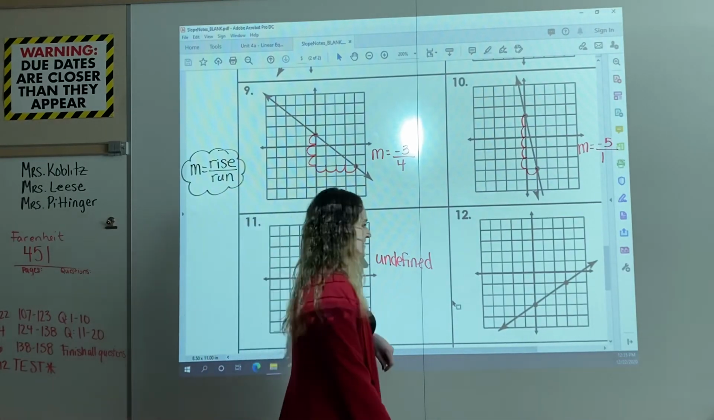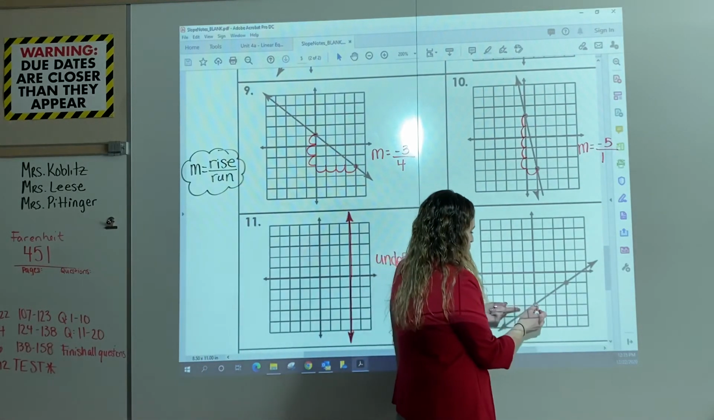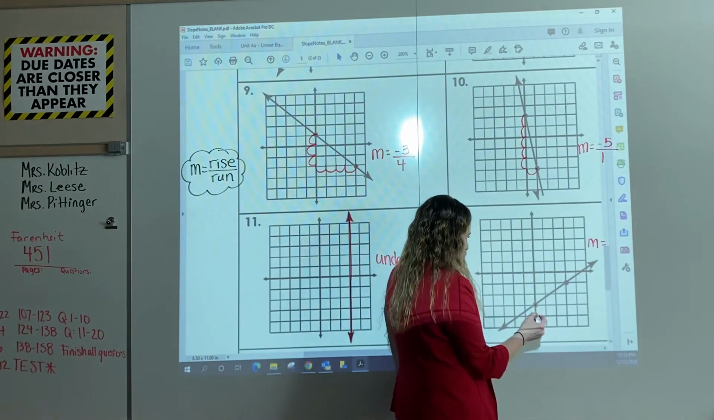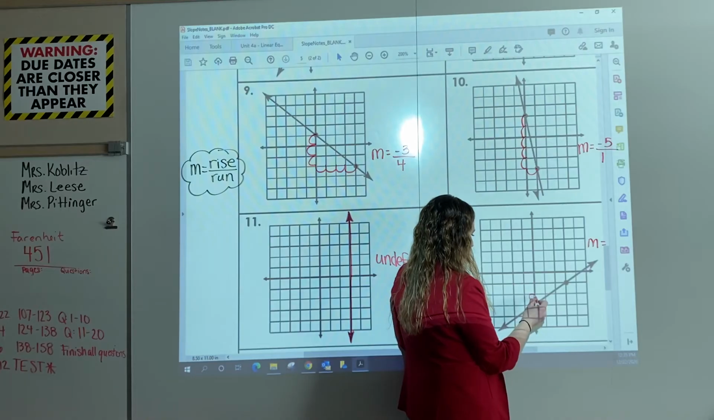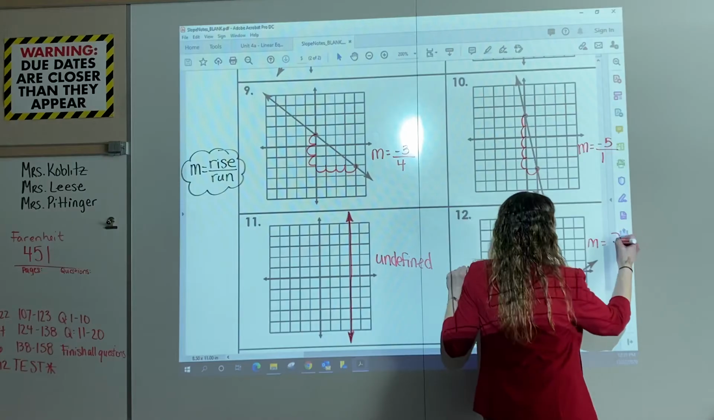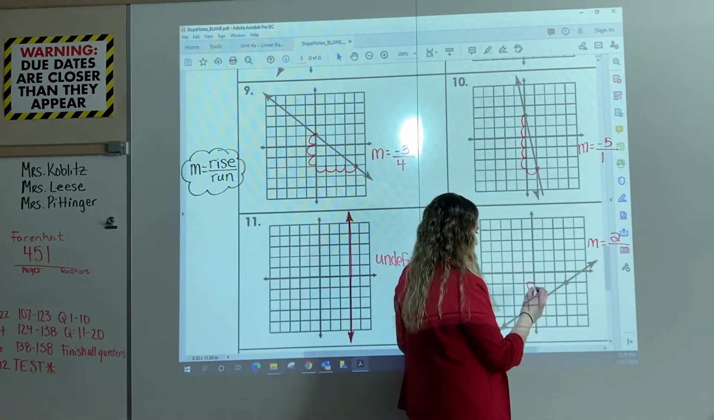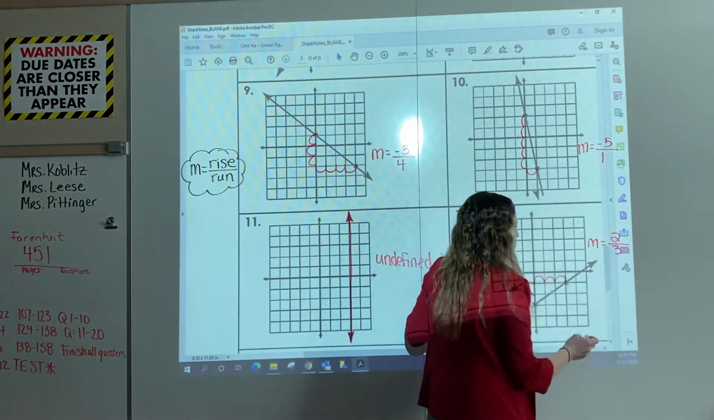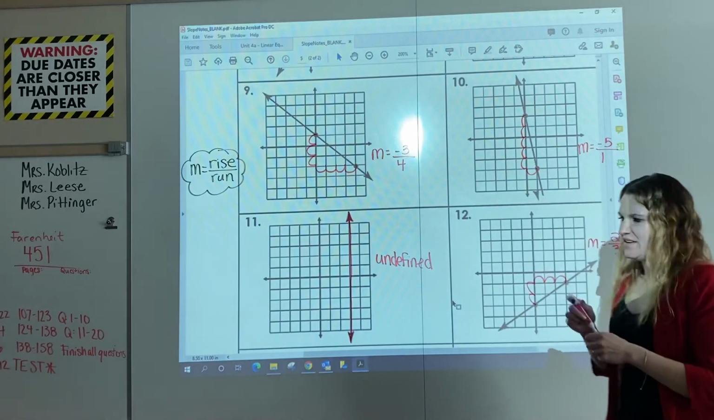Last one, number 12. We'll start right here at this one. I'm going to put m equals because I know that's what my slope represents. I need to rise first. I'm going to go up 1, 2. It's a positive 2. Then I'll do my run. 1, 2, 3. Positive 3. 2/3 does not simplify. So that's everything.